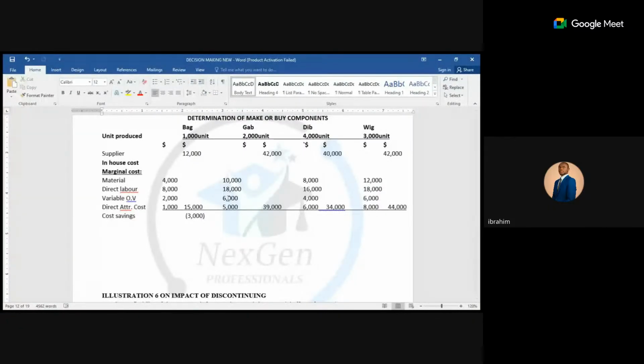Right. So are we going to make this? Yes, we'll make this one. So 3,000 positive. What is the difference here? 6,000 positive. It's positive. We make. So what are we going to do? We make it, right? Yes, we'll make it.